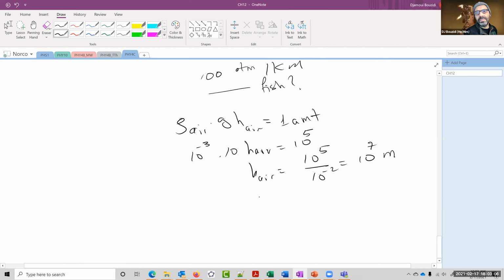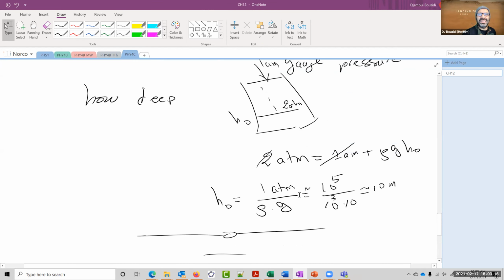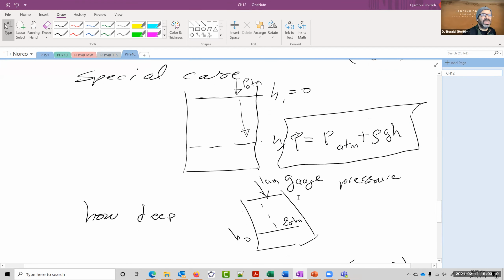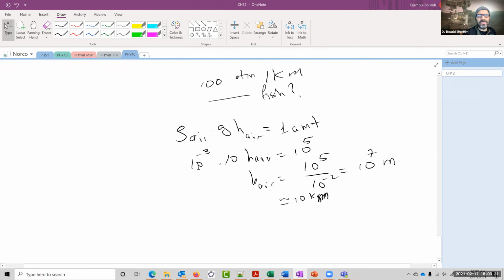And 10 to the power 7 meters is about 10 kilometers high, okay? The only problem with this analysis is that the density of the air is not constant, is not uniform. So what I plugged in here is not correct when we're dealing with air. Did I say empty? I'm sorry about that, ATM.